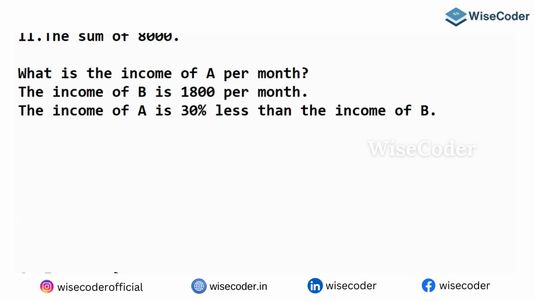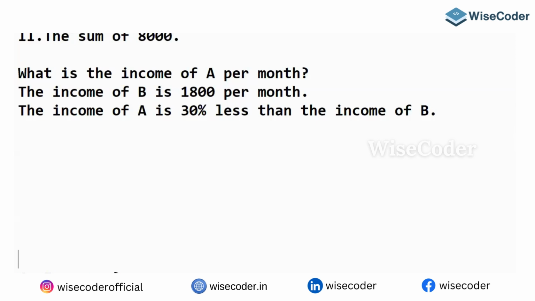What is the income of A per month? From statement 1, the income of B is 1800 per month. If I know B, how am I going to calculate A? No.